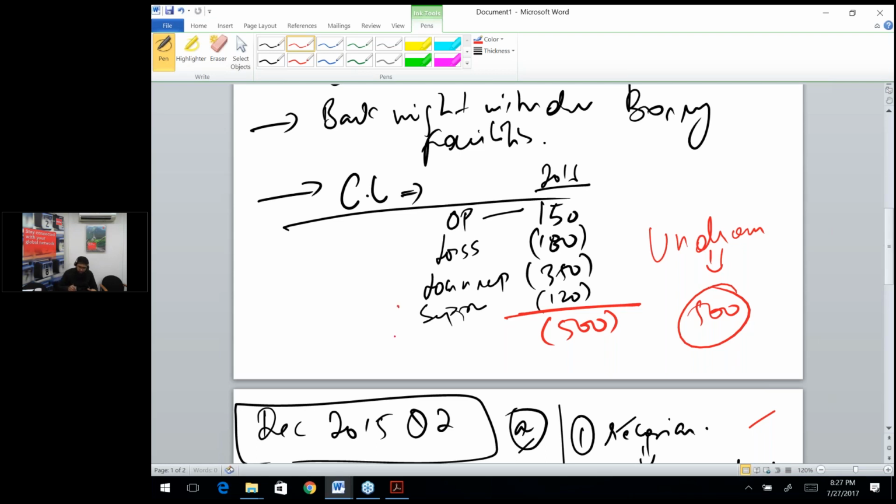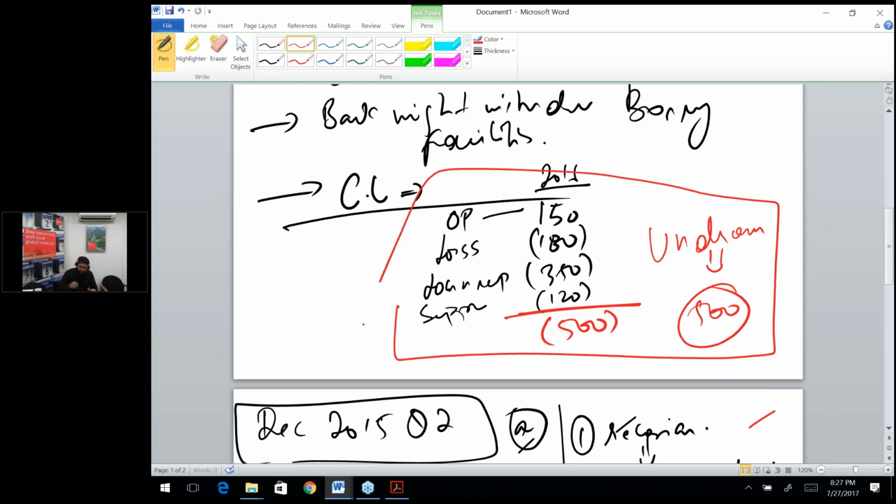So this is what you need to consider. You need to understand that this is also an issue. If the bank withdraws this borrowing facility, then there's going to be a problem. The entity will run into losses. So these are the matters which cast doubt on the entity's ability to continue as a going concern.